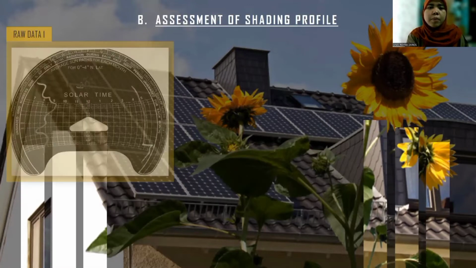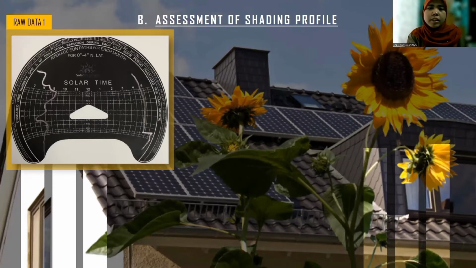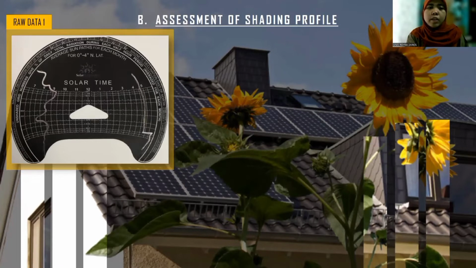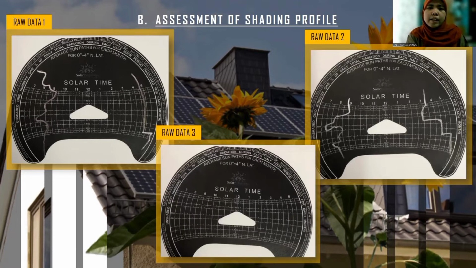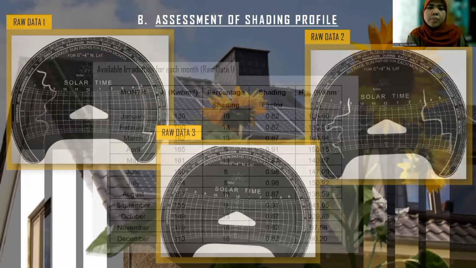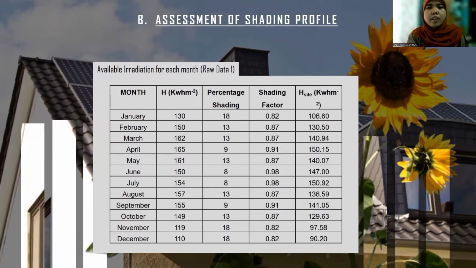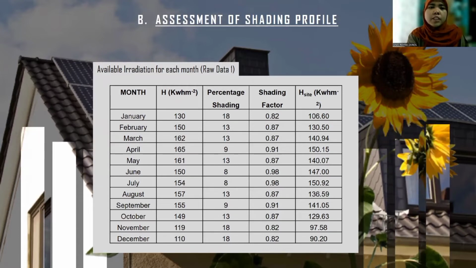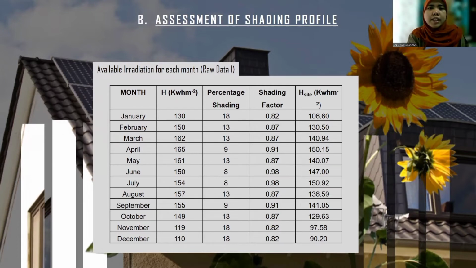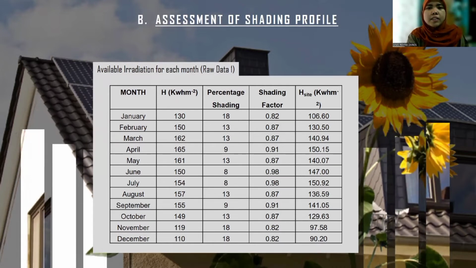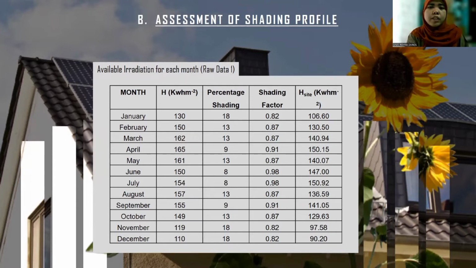Next, I show the pathfinder charts obtained, which I labelled as raw data 1, raw data 2, and raw data 3. Next, this table shows the available irradiation for each month for raw data 1. The value of H is obtained from the data and the percentage shading is from the pathfinder chart. After that are the shading factor and H site, which I will explain further in the next part.